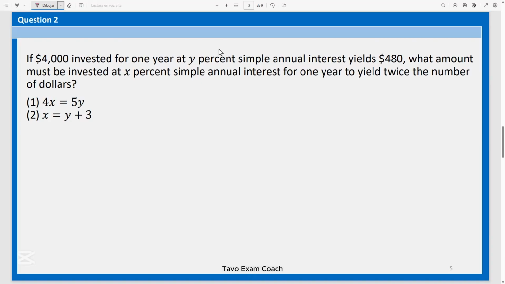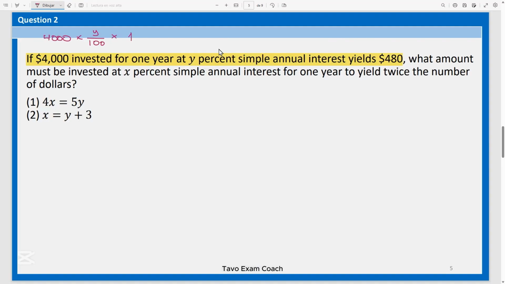So if we focus our attention on the information in this first line, the information prior to the question, we can notice that this describes an operation of simple interest calculation. We have the investment amount or the principal multiplied by the interest rate, the yearly rate of Y%, and the duration of the investment in years is 1 year.